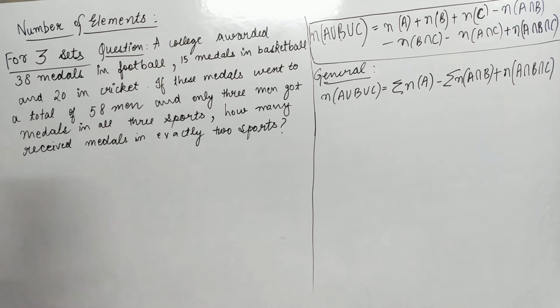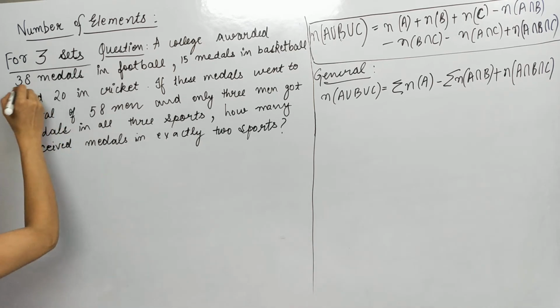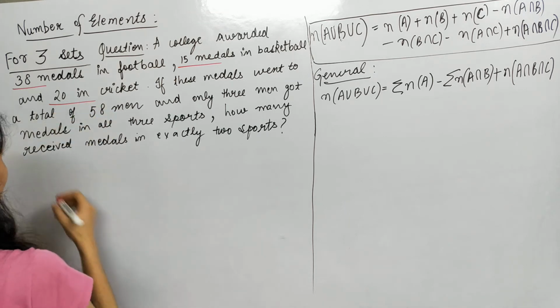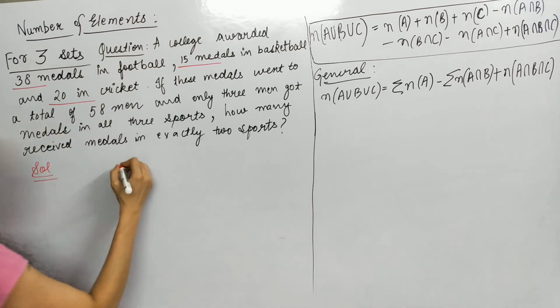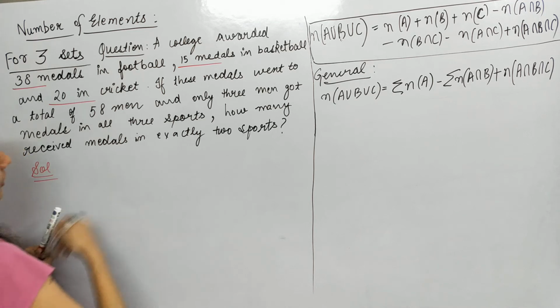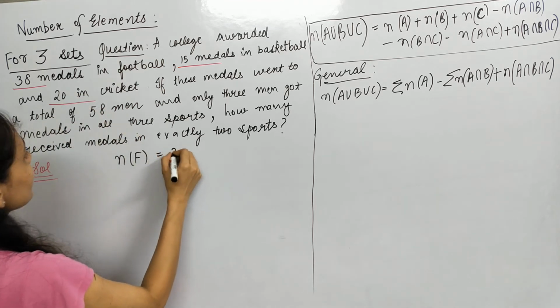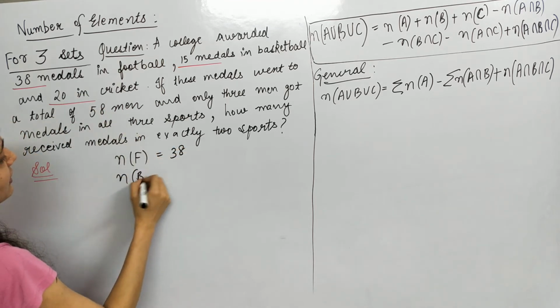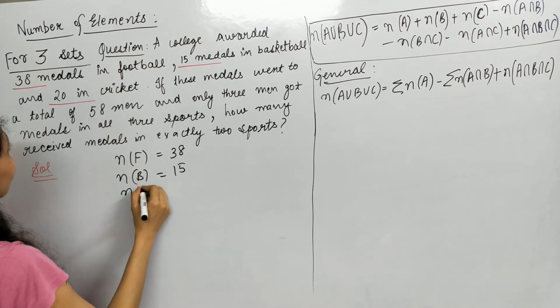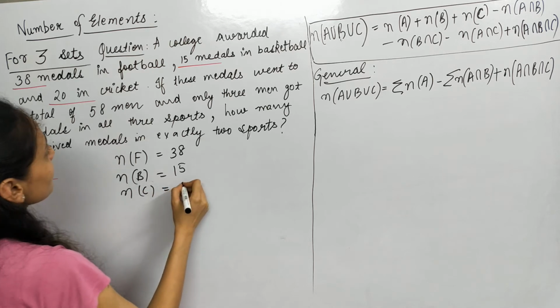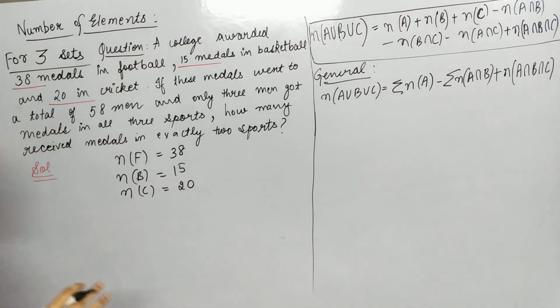A college awarded 38 medals in football, 15 medals in basketball and 20 in cricket. So what information is given to you? That the number of medals in football, let it be denoted by capital F, will be 38, and the number of medals in basketball is 15, and the number of medals in cricket is 20. This information is given to you.